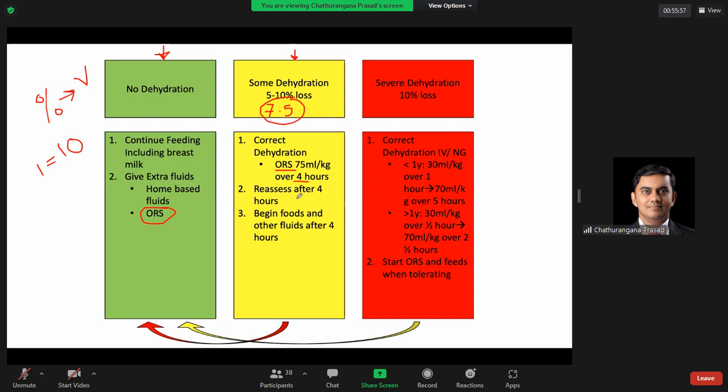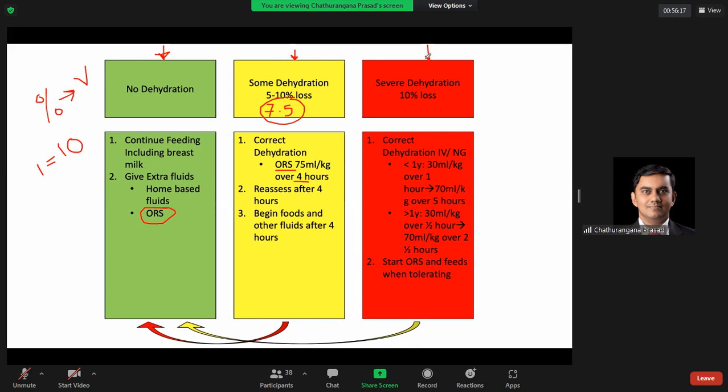And at the end of the 4 hours, you need to reassess the child. If the child still has features of dehydration, you need to correct it. But if the child doesn't have any features of dehydration, then you manage as no dehydration, where you replace the ongoing losses and give the maintenance fluid with home-based fluids.